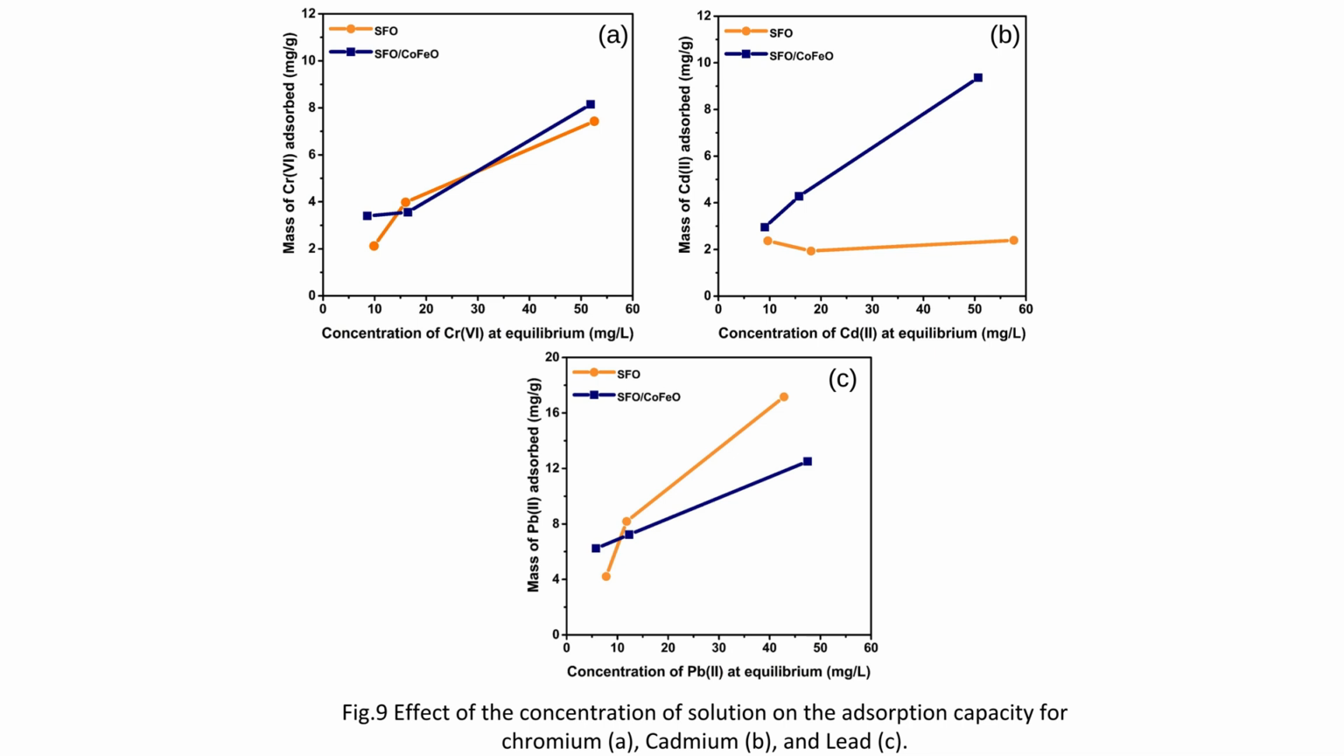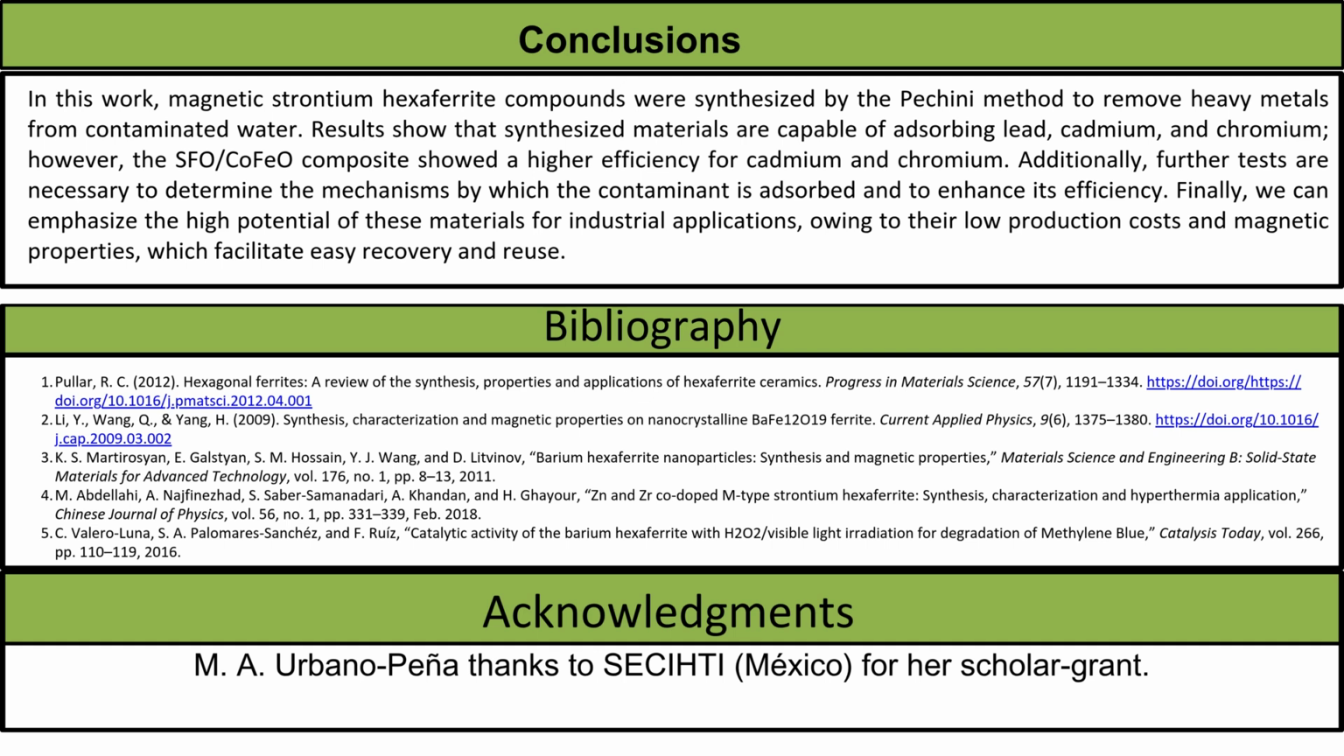Conclusions. In this work, magnetic strontium hexaferrite compounds were synthesized by the Pechini method to remove heavy metals from contaminated water. Results show that synthesized materials are capable of adsorbing lead, cadmium, and chromium. However, the SFO-CoFe₂O₄ composite showed a higher efficiency for cadmium and chromium. Additionally, further tests are necessary to determine the mechanisms by which the contaminant is adsorbed and to enhance its efficiency. Finally, we can emphasize the high potential of these materials for industrial applications, owing to their low production costs and magnetic properties, which facilitate easy recovery and reuse.